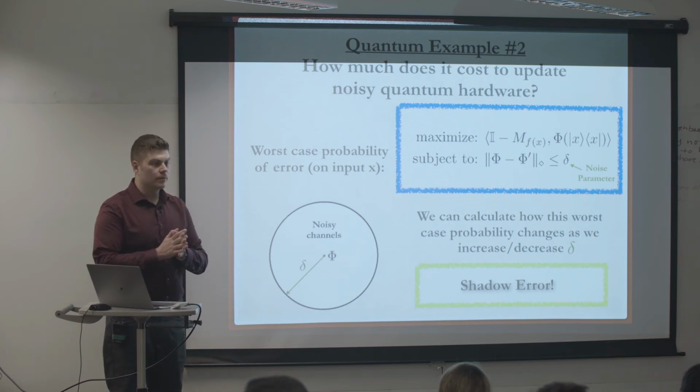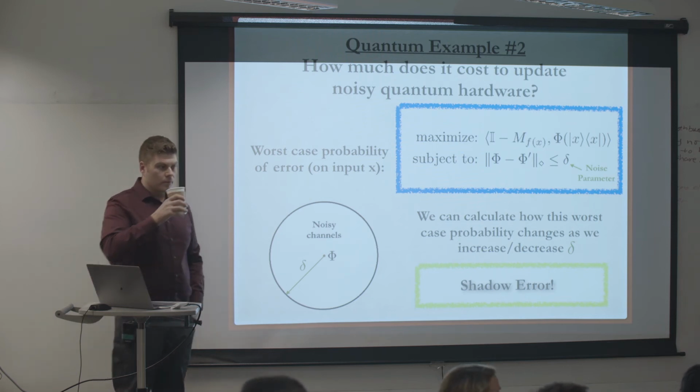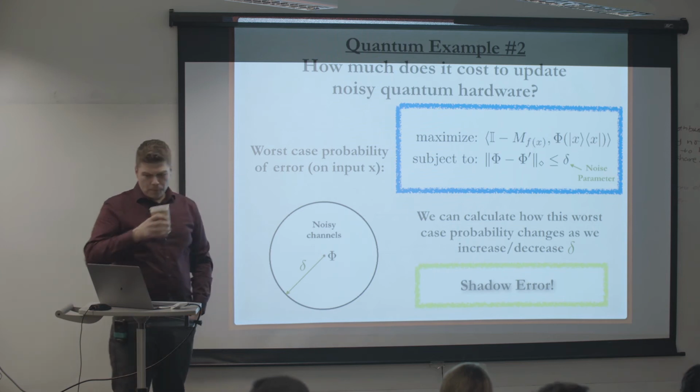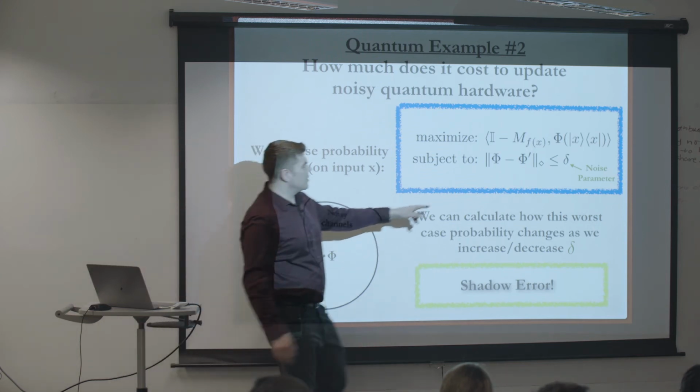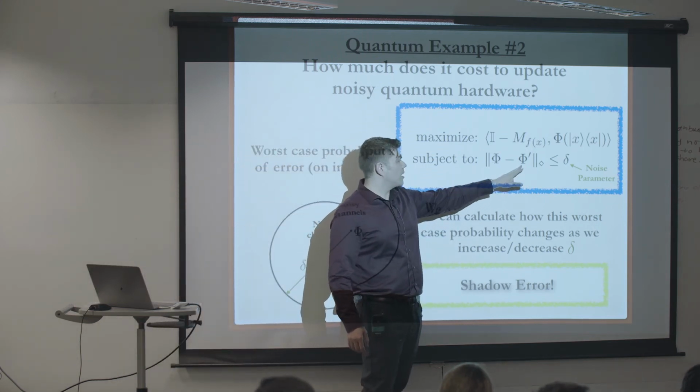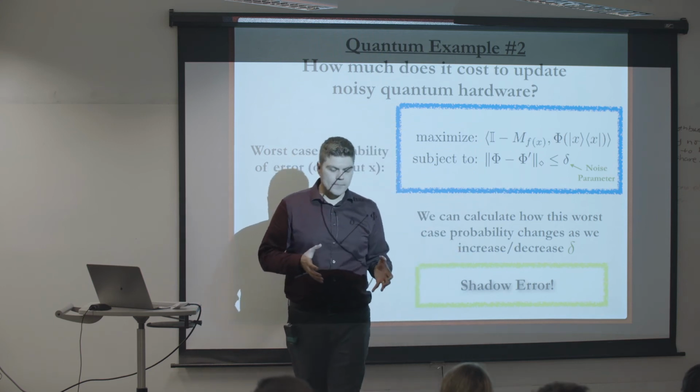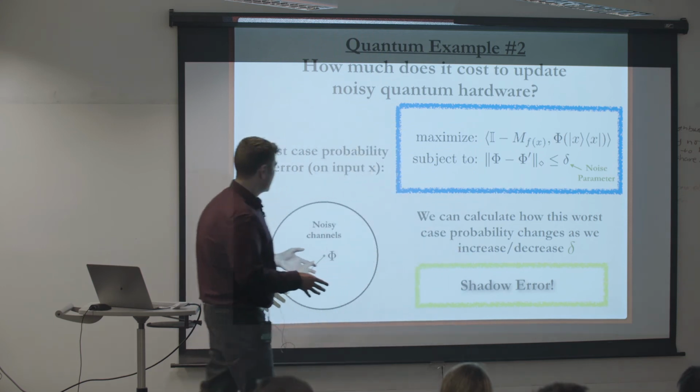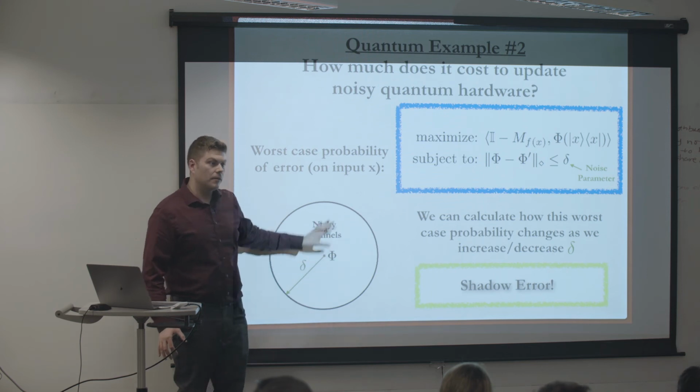So I have a question. Do you know phi prime? Because phi is the ideal one. You know phi right here. This is what you want it to do. Phi prime can be anything your quantum computer could do, being bounded.